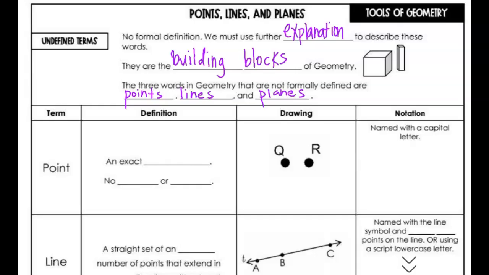For these three words, you have to know three things. You have to be able to define it, draw it, and notate it, or name it. So starting with a point, what is a point? A point is an exact location.